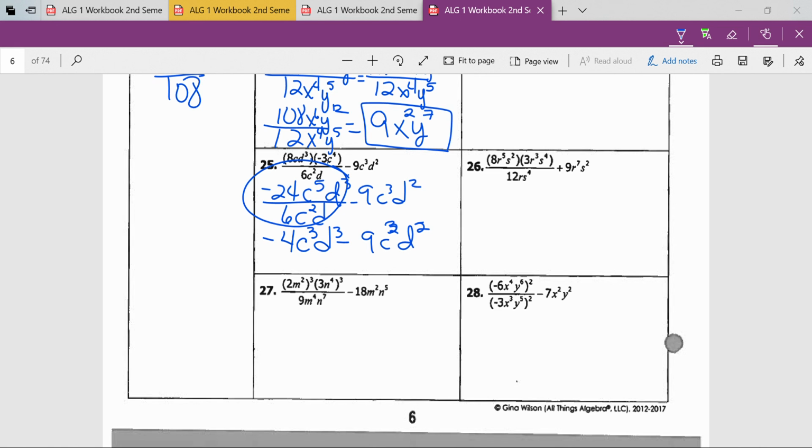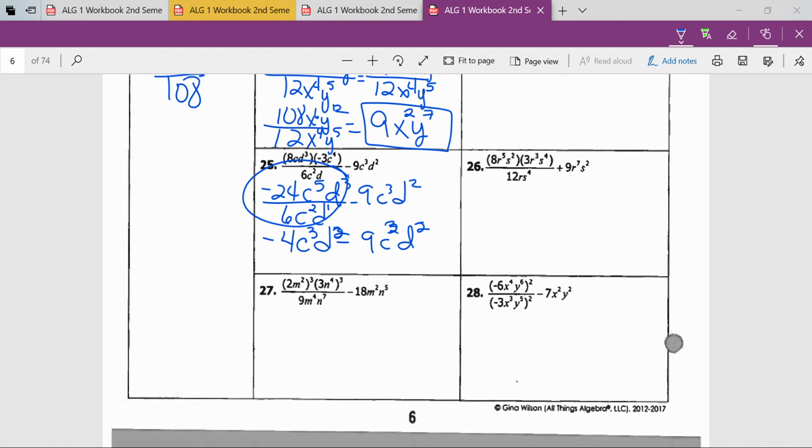No. Oh, I did forget something. This was a d to the 1 down here. So it does simplify to a d squared, 3 minus 1. So these are like terms. And there are going to be like terms, guys. So if you mess up like I just did, check yourself.